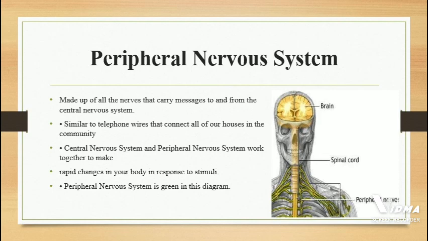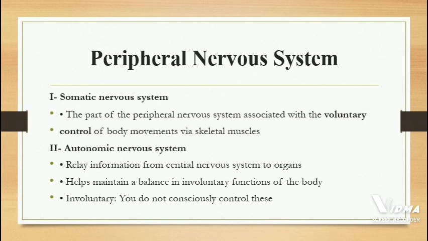And both CNS and PNS work together to make rapid changes in our body in response to our body movement or body stimulation. So in this diagram it's green in color, which means the green color represents the peripheral nervous system. So coming to the next slide, what is the peripheral nervous system?